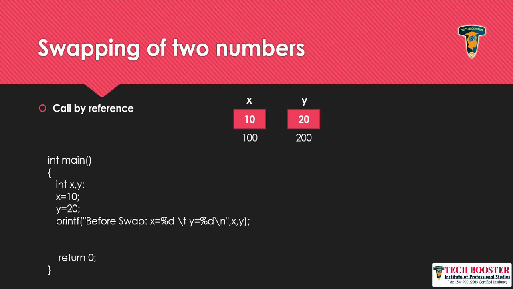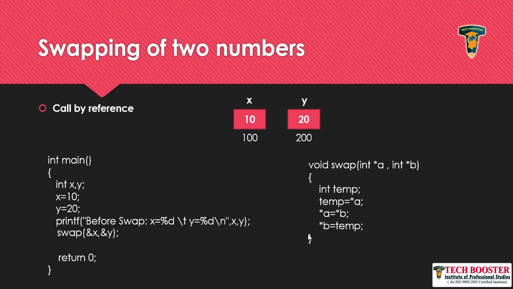Now I'll consider my swap function where I will use call by reference. So here you can see swap(x, y). Basically I'm passing the address of variable x and the address of variable y. Now how do we create this particular function? Here you can see I have used void again because my function is not returning anything.